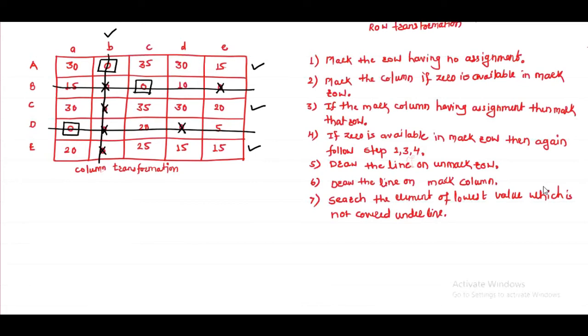So the seventh step means search the element of lowest value which is not covered under a line. That means this 30, 35, 30, 15. So these are the elements. Total 12 elements are there. So out of which we have to select the smallest element. So 15 is the smallest element. If we compare all these elements with each other, 15 is the smallest. So the answer for the 7th step is 15.